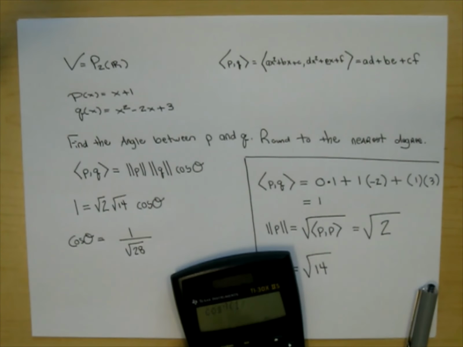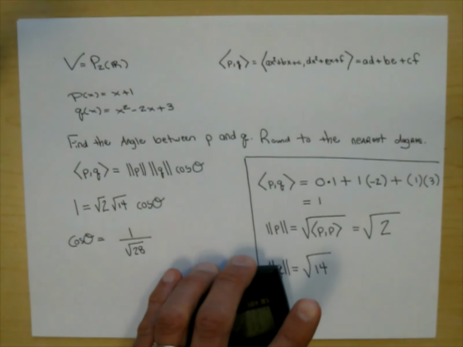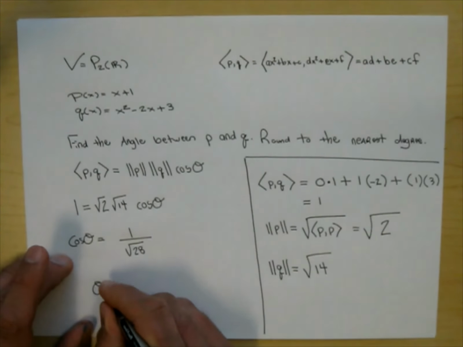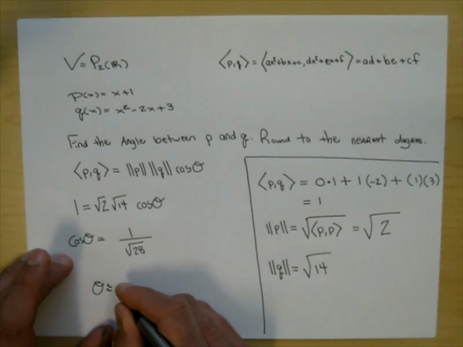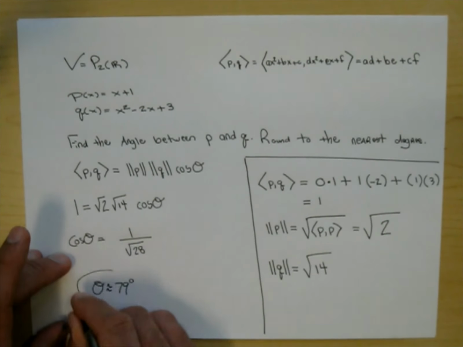1 divided by the square root of 28. I believe it's in degree mode. I end up getting 79.1. It says round to the nearest degree. So theta is approximately 79 degrees.